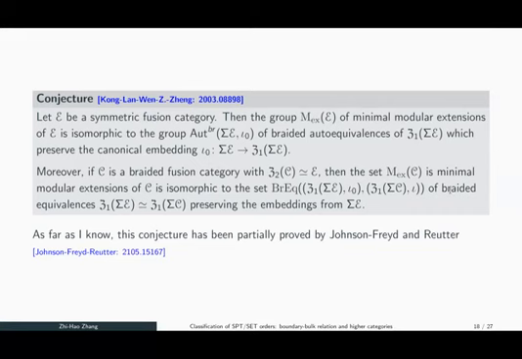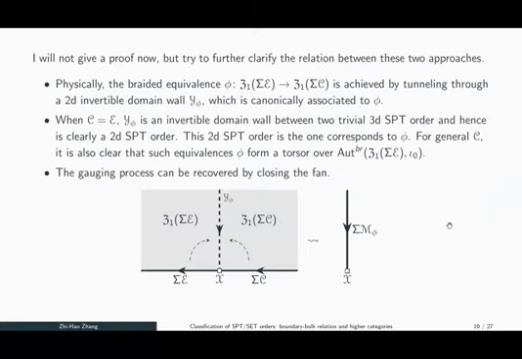Okay, and it is also possible that the minimal modular extension of C does not exist, and in this case, the braided equivalence from the Drinfeld center of Σ E to the Drinfeld center of Σ C also does not exist. And as far as I know, this conjecture has been partially proved by Theo Johnson-Freyd and David Reutter. Now I will not give a proof, but I try to clarify the relation between these two approaches.